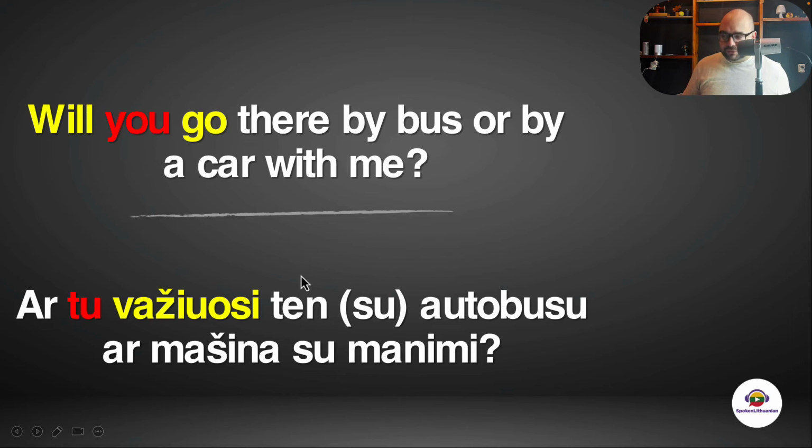Now, let's unpack this. You can omit su over here because the ending already tells us that it's instrumental case. Therefore, you don't have to use su because it's already implied that it's by bus. Therefore, I'm not even using it over here, ar mašina.